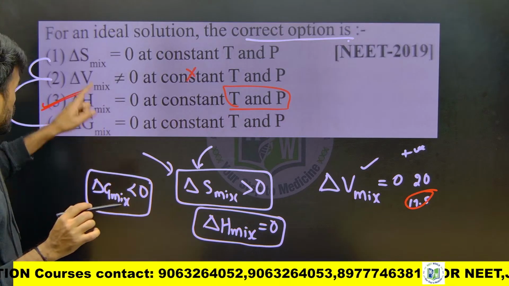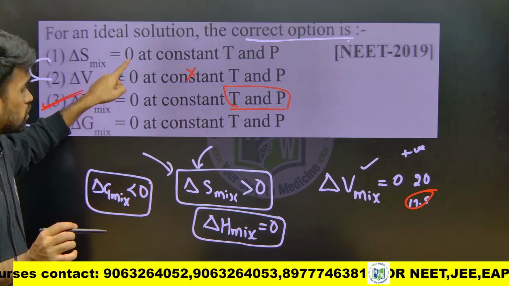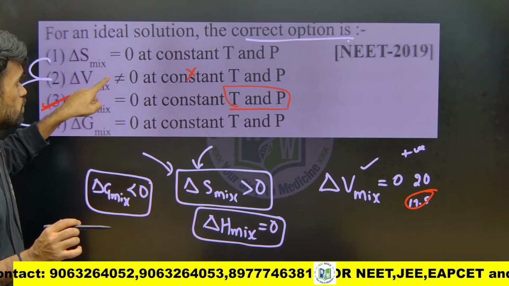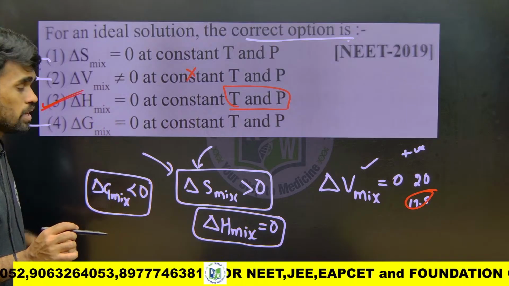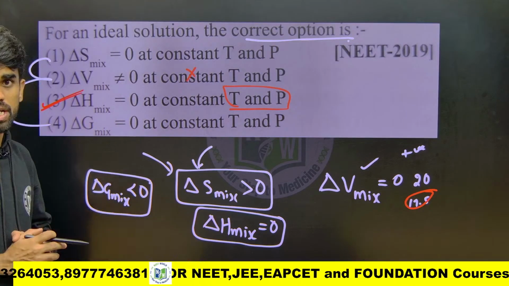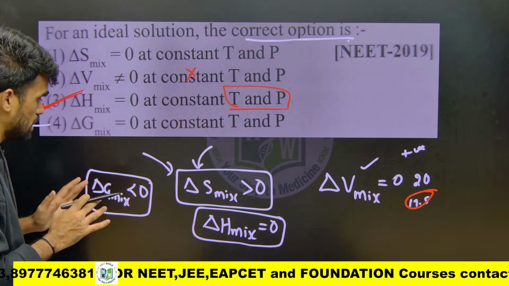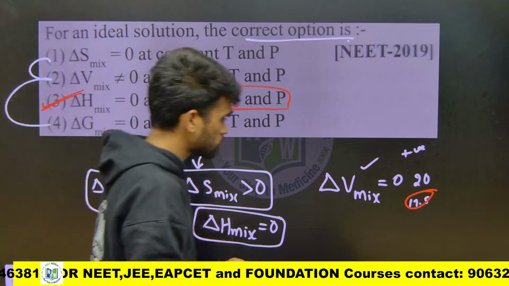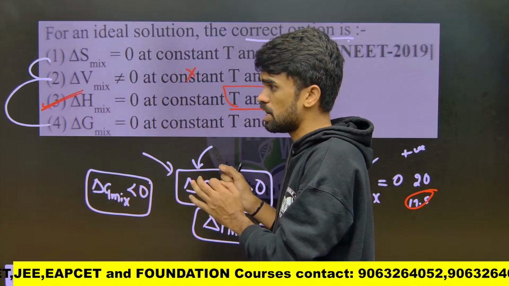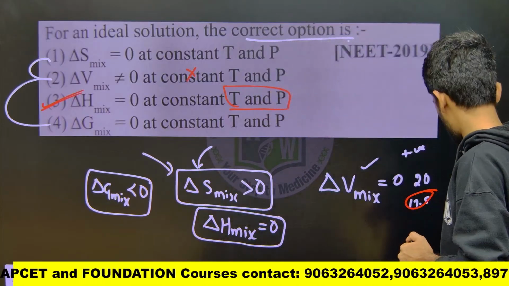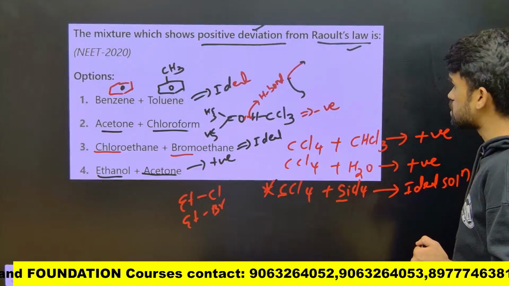So delta S mix should be greater than 0, delta V mix should be equal to 0, and delta G mix should be less than 0 for a spontaneous process. Hope all these are clear, right? These are very important conditions that you can see in any exam. Okay, let's move further with a few more questions.